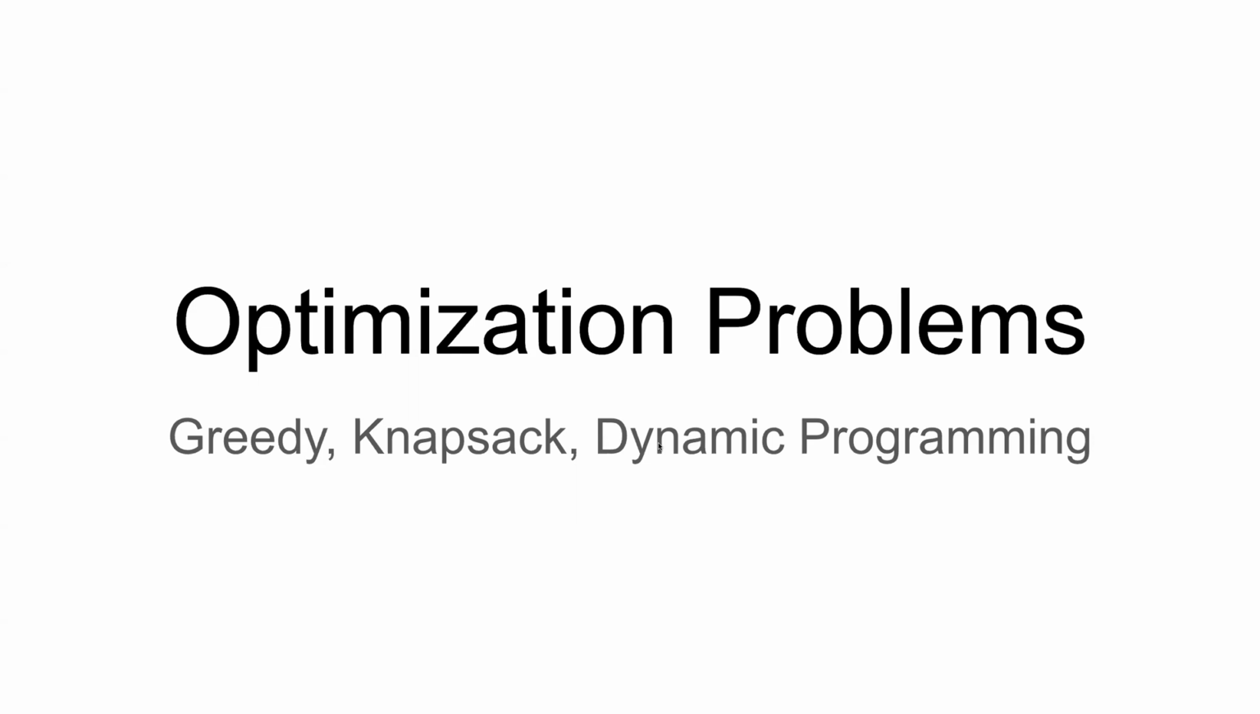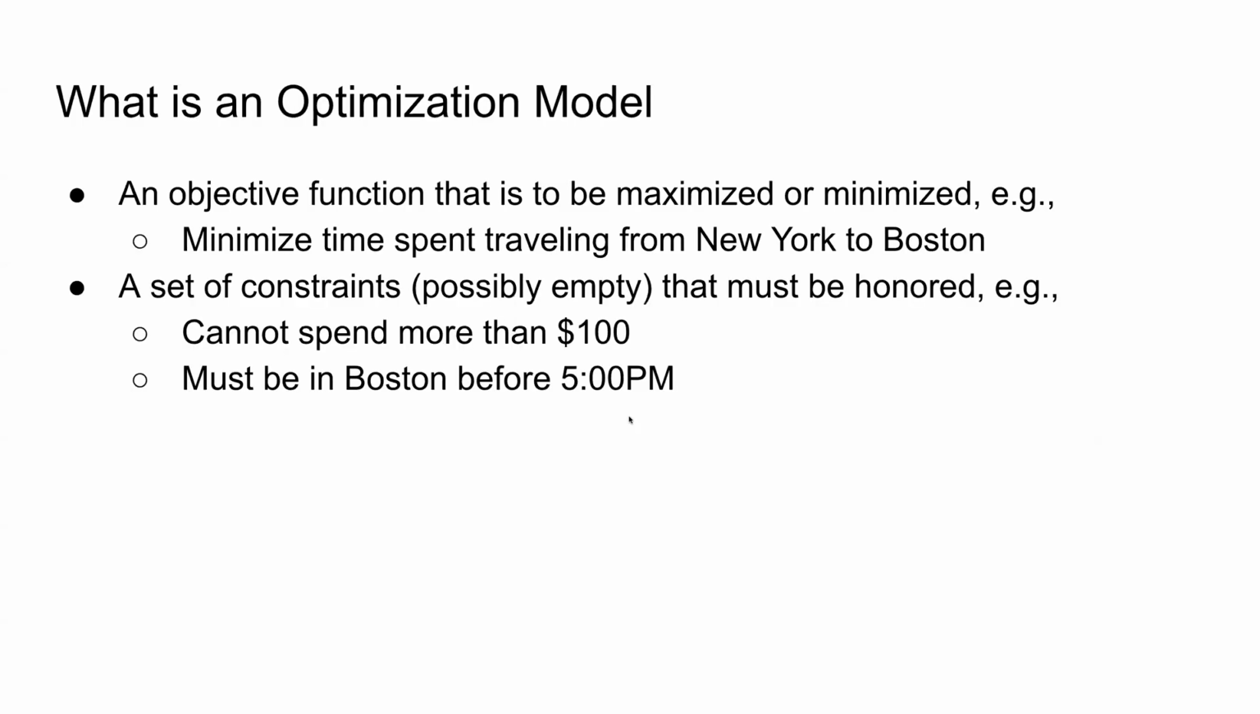Today, we're talking about a special type of problem, which is called optimization problems. In particular, we'll touch base on some of the common algorithms in those kinds of problems. Especially, we use the Knapsack problem as an example to talk about greedy and dynamic programming methods.